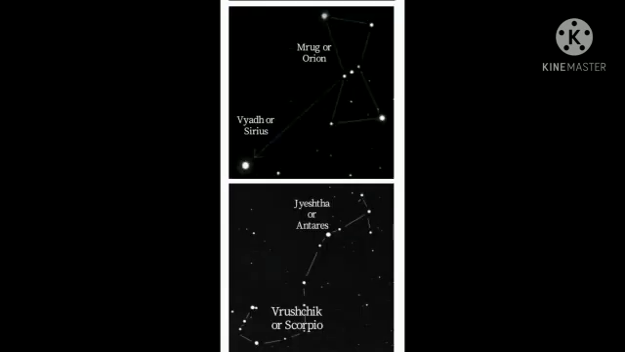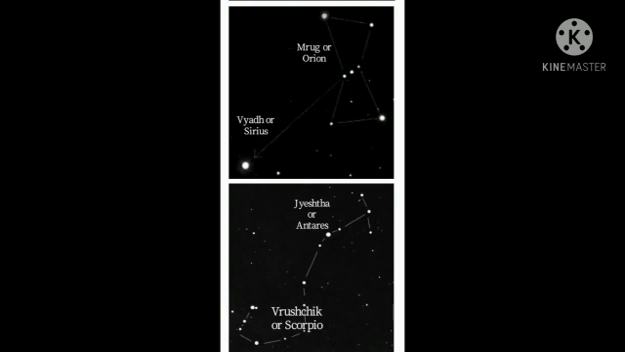Mrug Nakshatra or Orion has very bright stars. On winter nights they can be seen and easily identified. It has 7-8 stars, of which 4 are at the corners of a quadrangle.